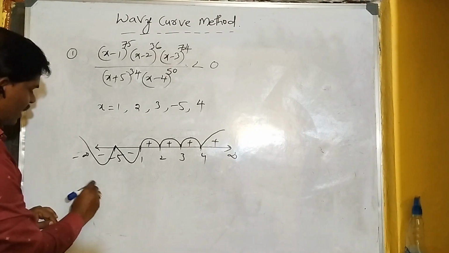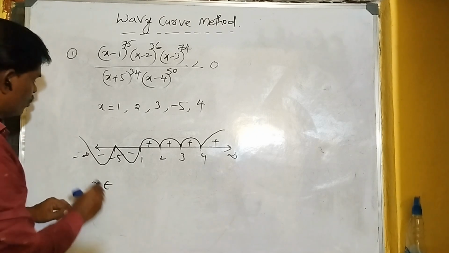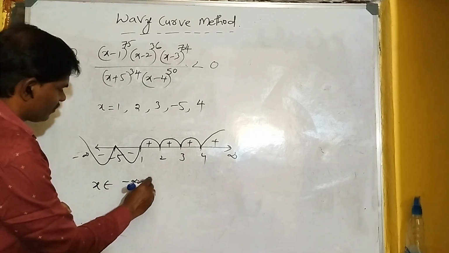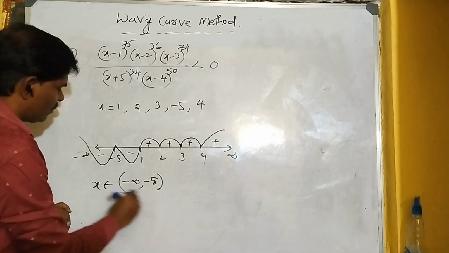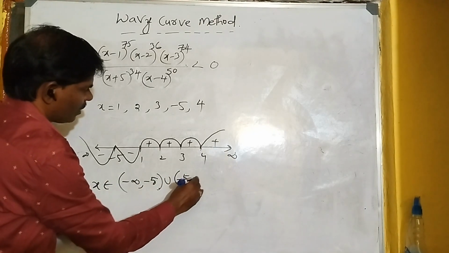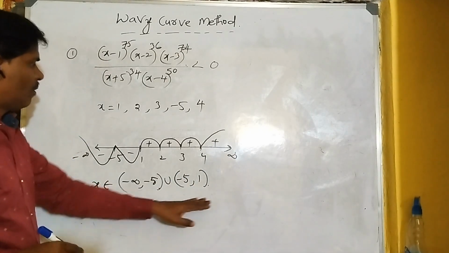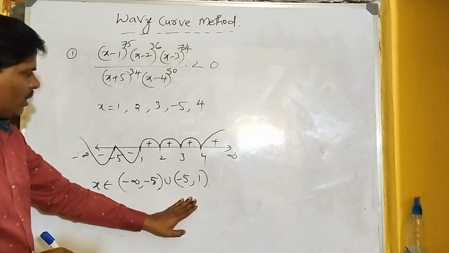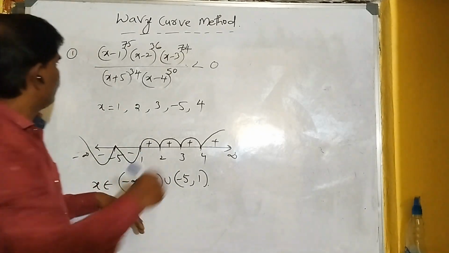X belongs to minus infinity to minus 5, open interval, union minus 5 to 1, open interval. All are open intervals only. This is our answer. Understand this one? Next, one more question.